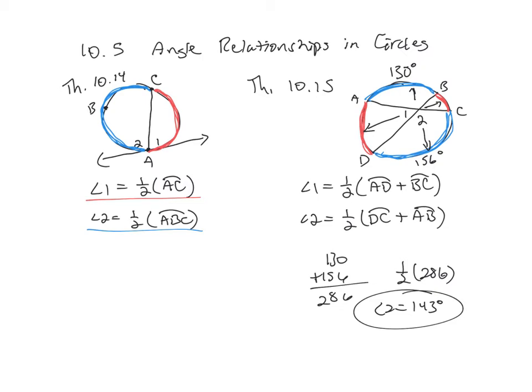So when we have two chords or two segments that intersect on the inside of the circle, you're going to do half of the arcs added together. Lines cross on the inside, it's half of the two arcs added together. All right.